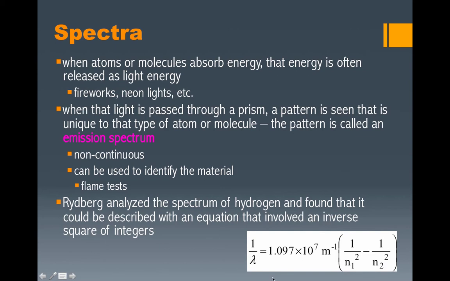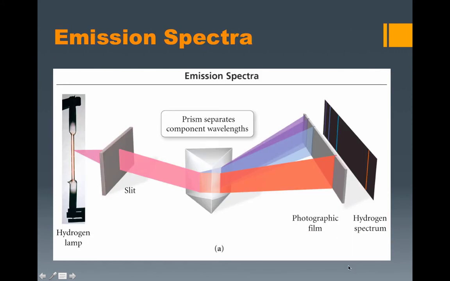Rydberg analyzed hydrogen's emission spectrum and found that you can actually use an equation to figure out how much energy is present when an electron moves between orbitals. This equation is 1 over wavelength, which would tell you the color, equals 1.097 times 10 to the 7th, and then n stands for the principal quantum number. So we're talking about what orbital it's in.